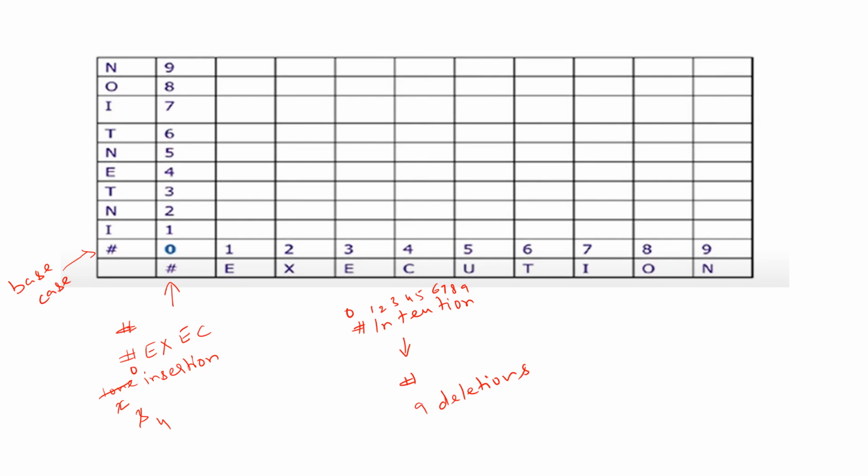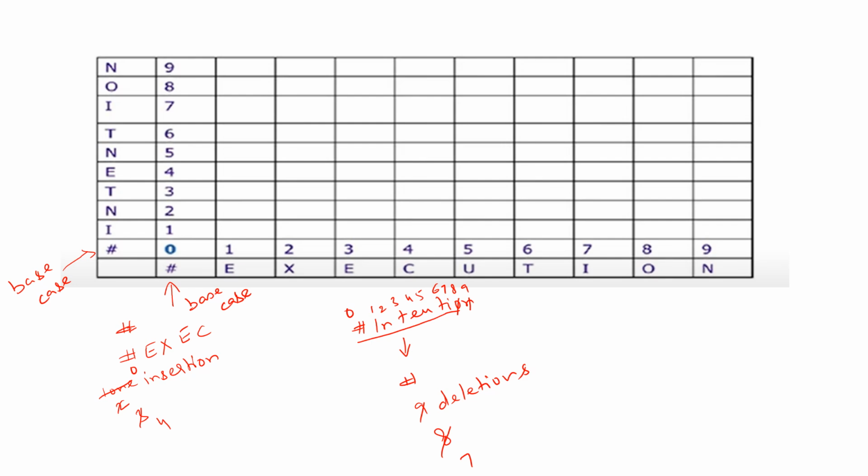You require a 0th index. This is your base case. That's the 0th index you need. So if my string is this one, removing this n, then how many deletions do you require? 8 deletions. If your string is like this, then you require 7 deletions. Likewise, I'll fill this column and I'll fill this row. This is my base case.